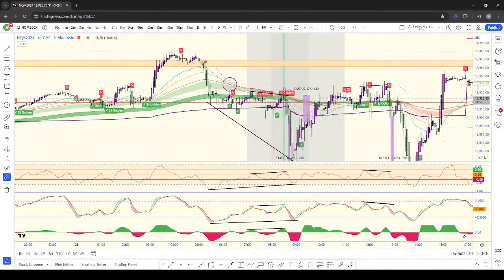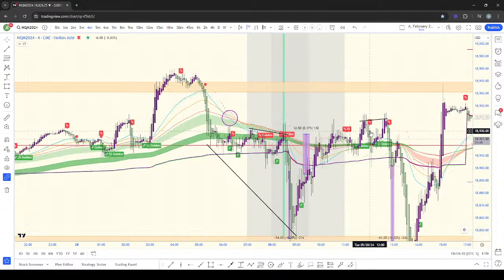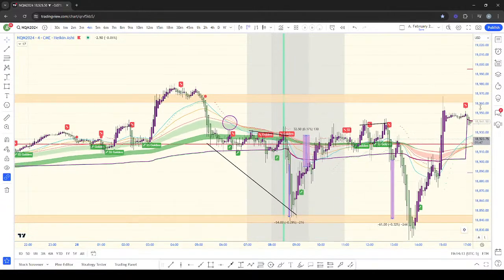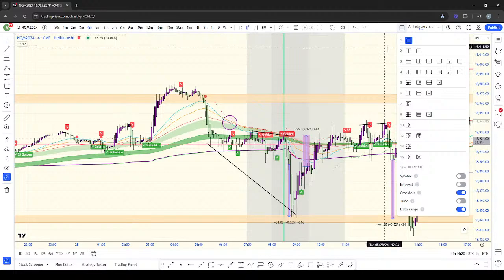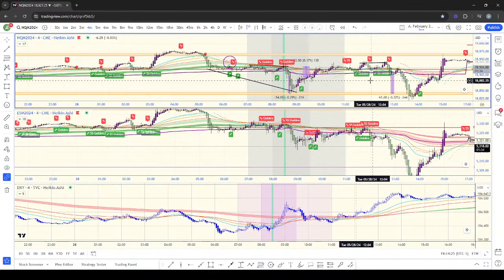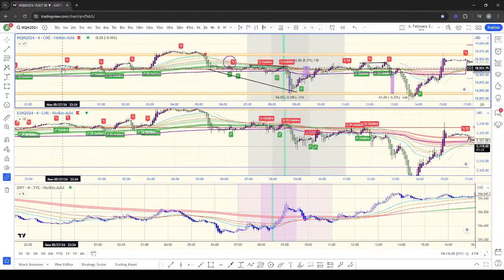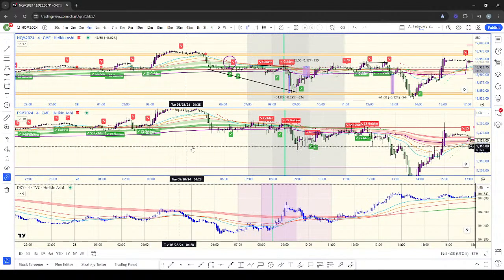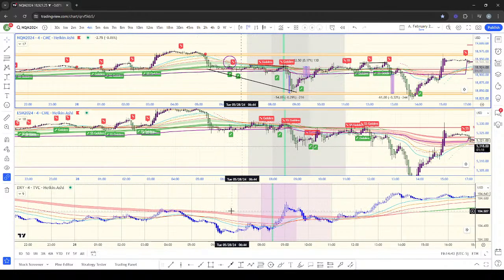I also want to go over another confluence that I like to use too, and let me just get that chart set up. I want to do 3 charts right here. The top chart is the NQ 4-minute. The middle one is the ES, the S&P 500 4-minute, and the bottom is the dollar index.